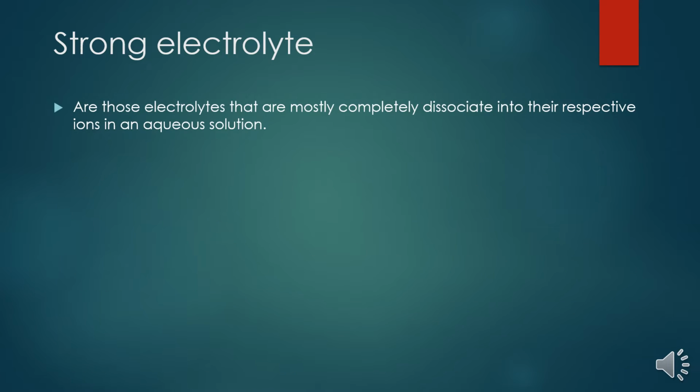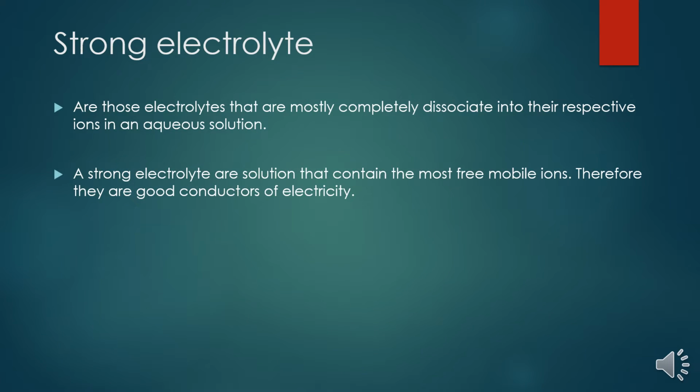Let's look at the first one. Strong electrolyte. What is a strong electrolyte? These electrolytes mostly completely dissociate into their respective ions in an aqueous solution. Dissociate meaning they completely break down into ions in a water solution. Aqueous comes from the word aqua, and aqua means water. So a strong electrolyte completely breaks down into their respective ions in a water solution.